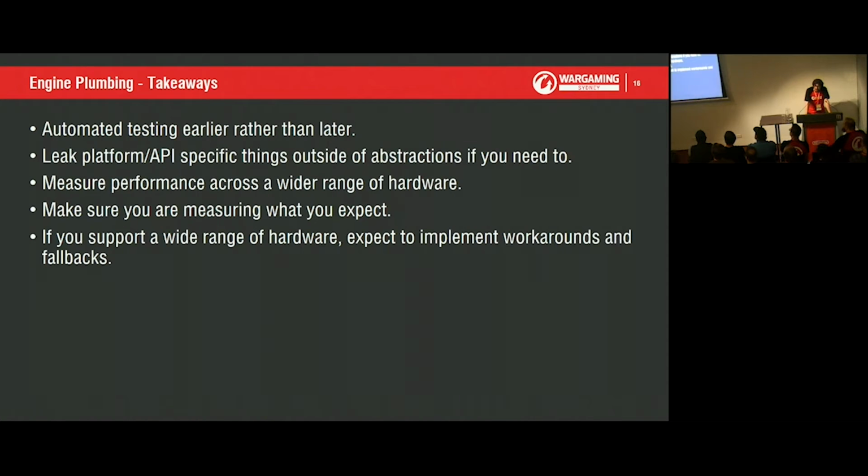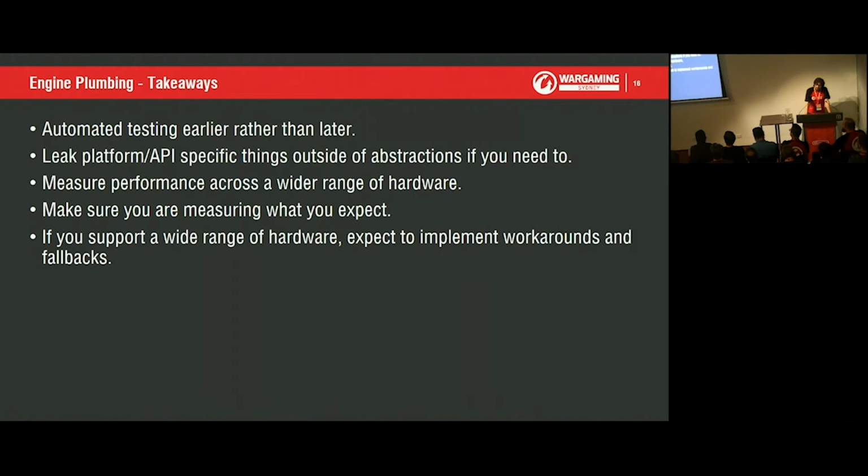so some takeaways for this section. I'd recommend doing automated testing, and if you start sooner, it's going to make your life quite a bit easier. If you need to leak anything out of any API, like any abstraction layers, do it. Don't try and generalize everything. It will end up hurting you in the long run. If you need to get anything platform specific or API specific, leak it. You can always abstract it later if you want.